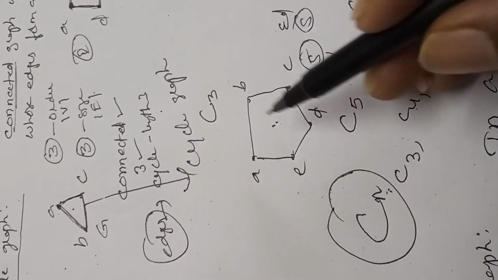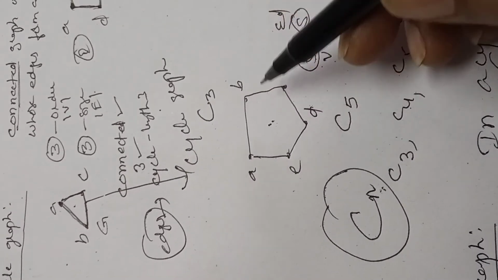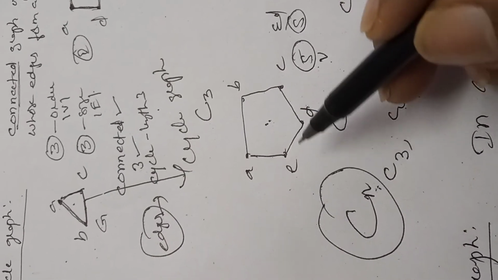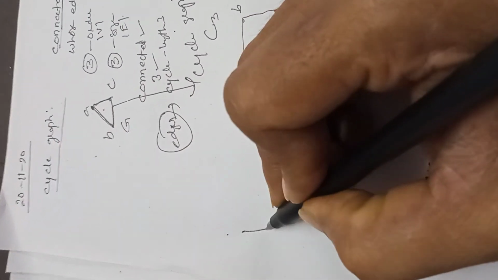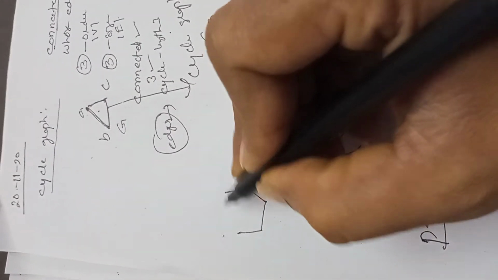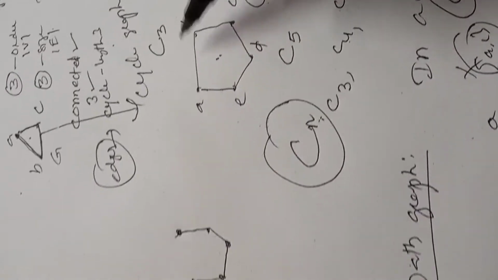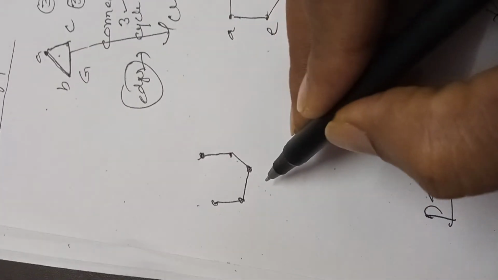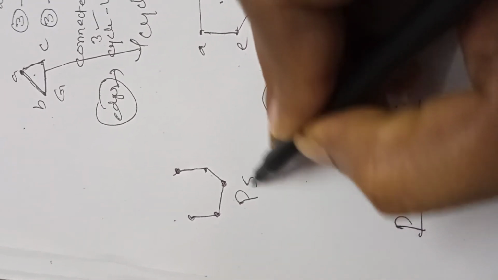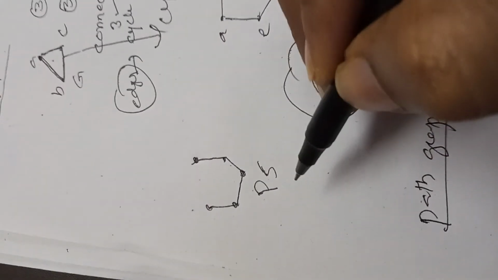Similarly, now here this is a path graph. Now we can remove this edge or this edge or this edge or this one or this one. Now here if I remove the top edge, then I will get this one. Right? Now we are removing this edge. Right? AB edge we are deleting. Now this is called a path graph. It is denoted by P5.